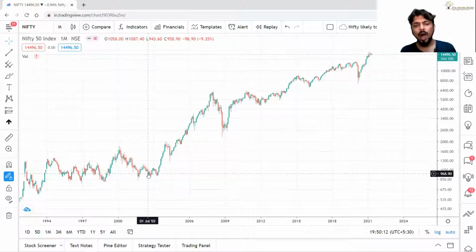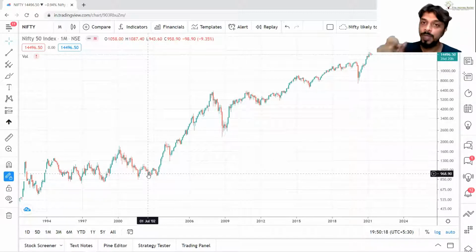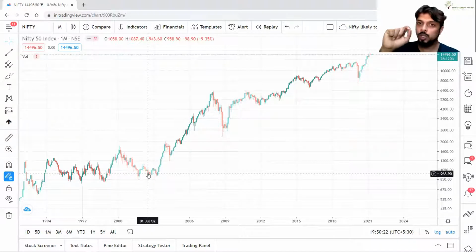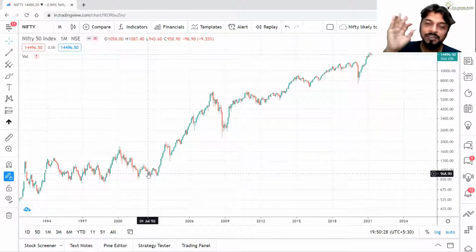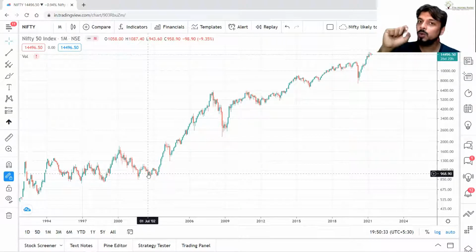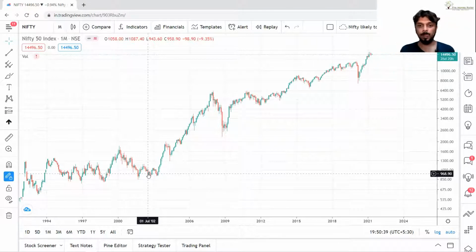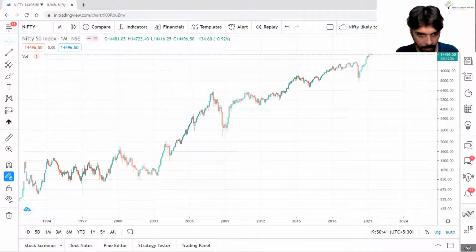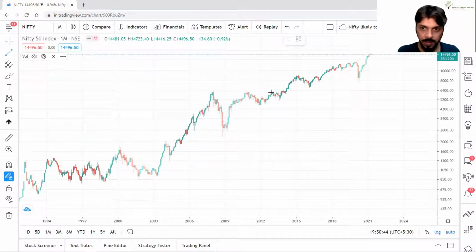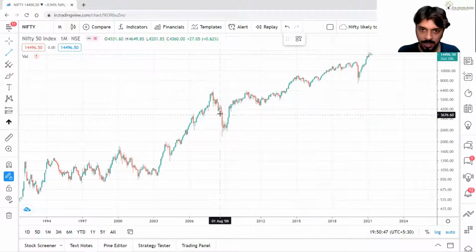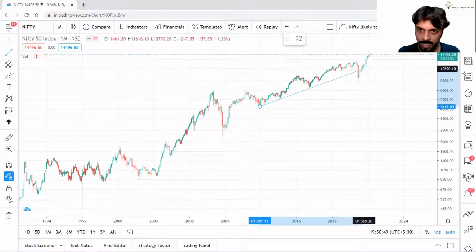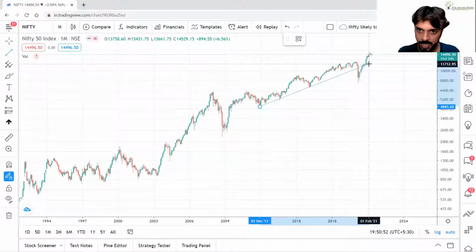Now you will ask me why I am emphasizing so much on log scale. Because the difference between using log scale and arithmetic scale will be significant when you try to find chart patterns, when you try to build or draw a trend line. Let me show you the example. So trend line. Okay, so this is our log scale. Let's draw this trend line, guys.